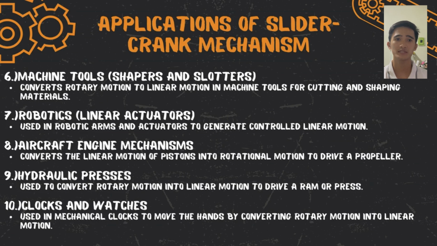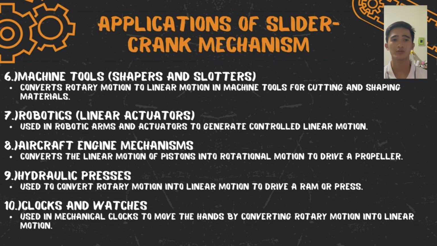So the next one is machine tools, or shapers and slotters. Its application is to convert rotary motion to linear motion in machine tools for cutting and shaping materials. So the slider crank mechanism moves the cutting tool back and forth to shape or cut metal parts with precision.